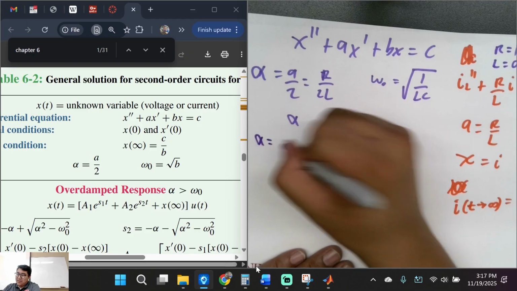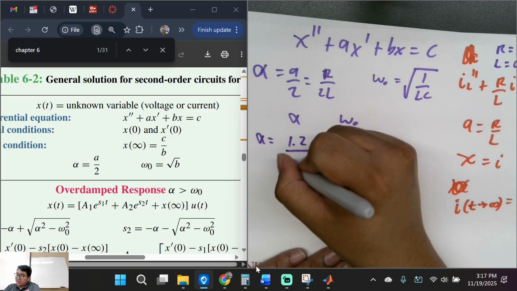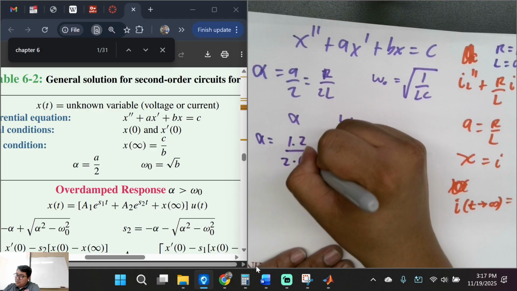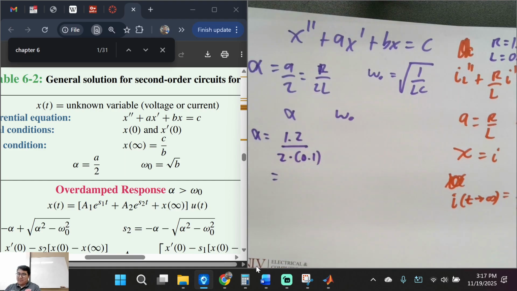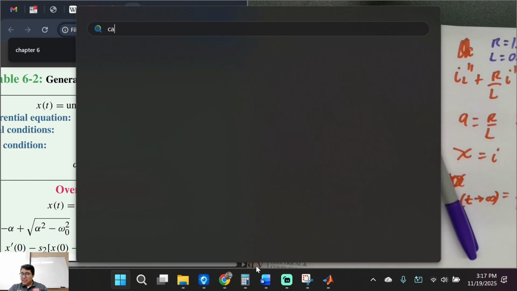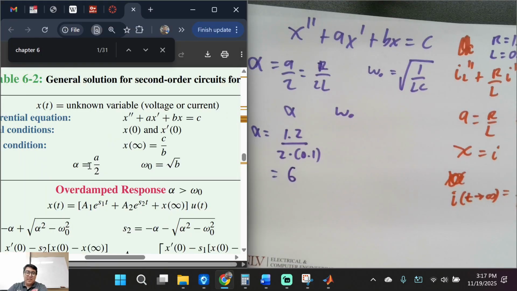So our alpha term is going to be equal to 1.2 divided by 2 times 0.1. What's that equal to? Someone help me out. Calc. What is it again? What are the numbers? I got this. Let's see. So 1.2 divided by 2, that's 0.6, right? Yep. But then that number is going to be divided by 0.1. So alpha is equal to 6, okay? What's omega naught?